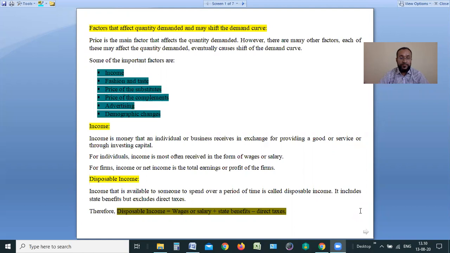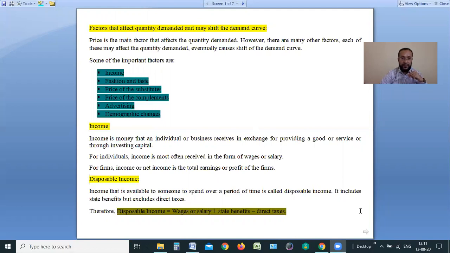First of all, income. Income is the money that an individual or business receives in exchange for providing a good or service or through investing capital. For individuals, income is most often received in the form of wages or salary. For firms, income or net income is the total earnings or profit of the firm.